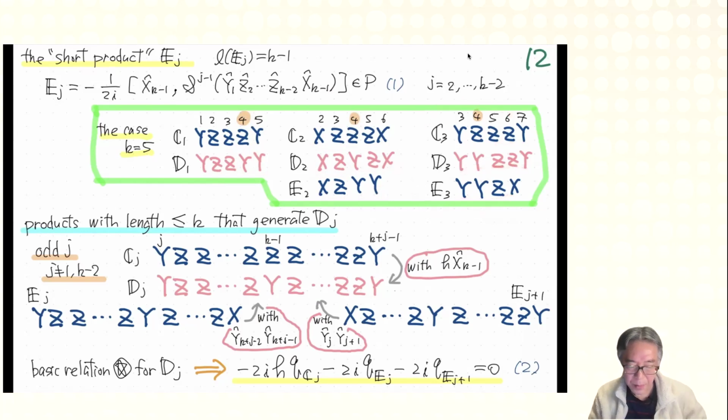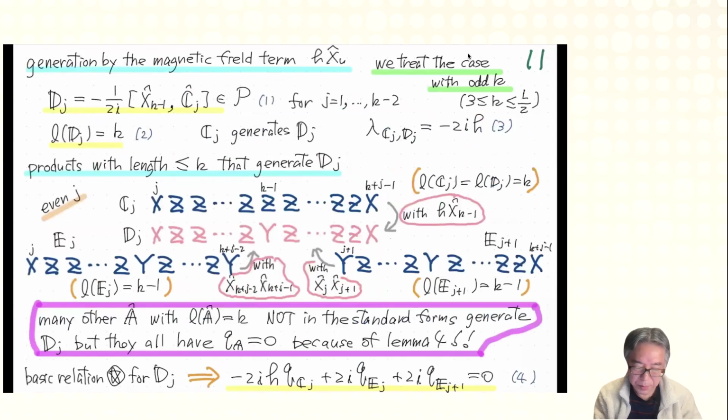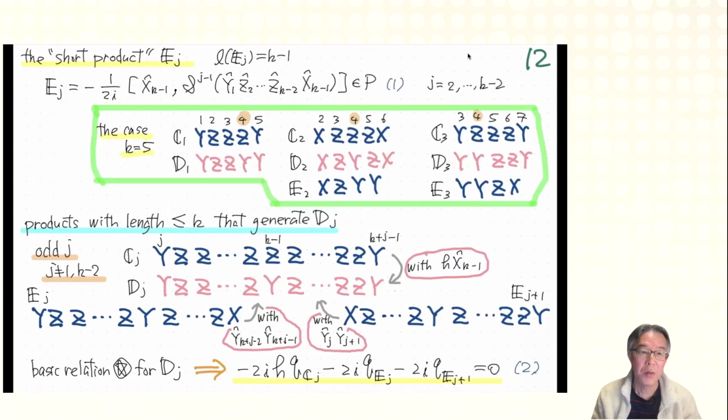Now, did I say this? Here, probably I said this. So here I treated the case with even j. The discussion depends slightly on the parity of j, so we need to consider the case with odd j separately. In this case, cj becomes the original yy form, y z z z y, and dj becomes like y z z, and here you have an extra y.